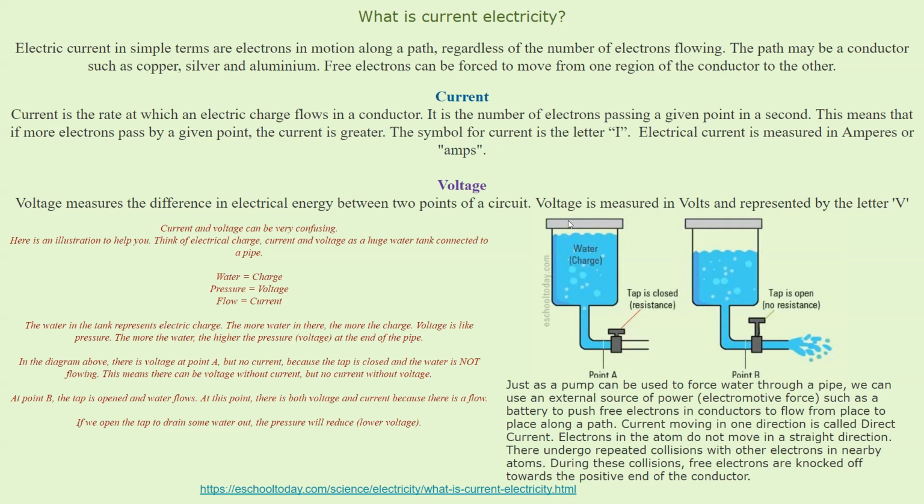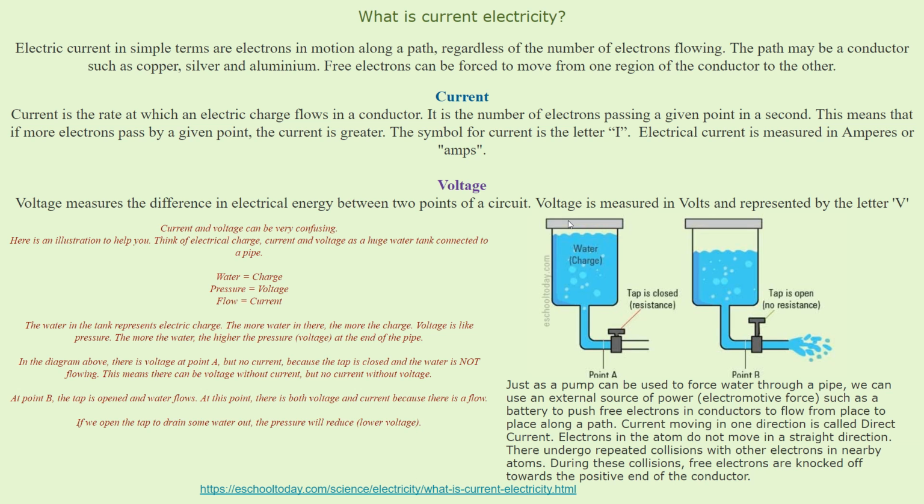So we break it down into three things. We're going to start with current and voltage. Electric current, I'm just going to read this because I think it's easier so I don't stumble over anything and make this more complicated. Electric current is, in simple terms, electrons in motion along a path. So no motion, no current. That's why if a switch is off, the circuit's open, you can't get a reading on that. Flowing the path may be a conductor such as copper, silver, and aluminum. We'll talk about that more in a second. And free electrons can be forced to move from one region of the conductor to another. Current is the rate at which the electric charge flows in a conductor. So how fast, essentially, it is.